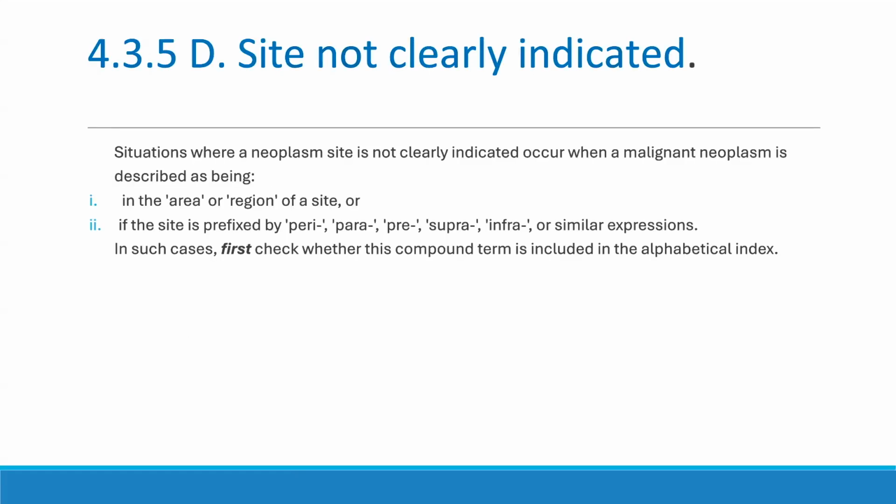This slide describes situations where a neoplasm site is not clearly indicated in medical descriptions. It specifies two main scenarios: when a malignant neoplasm is described as being in the area or region of a site, or when the site is prefixed by terms like peri, para, pre, supra, infra, or similar expressions, advising to first check if the compound term is included in the alphabetical index in such cases.